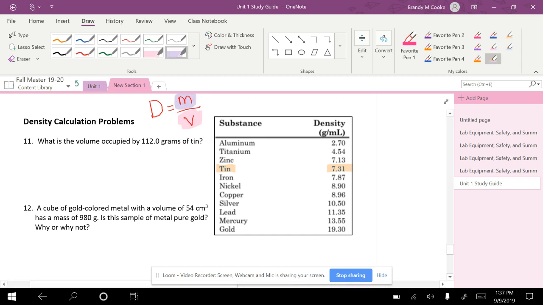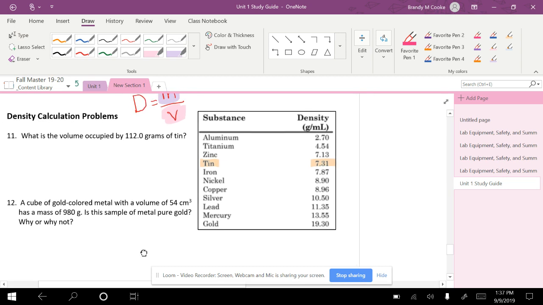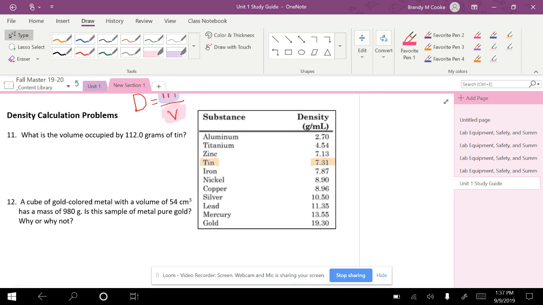Now, in order to answer this question, in order to solve for V, my unknown, I need to know what the D is. And here in this table provided, we can see that the density of tin is 7.31 grams per milliliter. So anytime I'm going to use density to do some calculations, I'm going to rewrite it as a conversion factor in that fraction format that we just saw on the previous page. So I'm going to write 7.31 grams for every 1 milliliter.